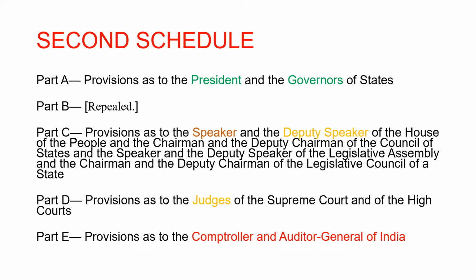Then coming to the second schedule. Second schedule has Part A: provisions as to the President and Governors of states. Part B of the second schedule is repealed. Part C: provisions as to the Speaker and Deputy Speaker of the House of the People, and the Chairman and Deputy Chairman of the Council of States, and the Speaker and Deputy Speaker of the Legislative Assembly, Chairman and Deputy Chairman of the Legislative Council of the State. Part D: provisions as to judges of the Supreme Court and of the High Courts. Part E: provisions as to the Comptroller and Auditor General of India.